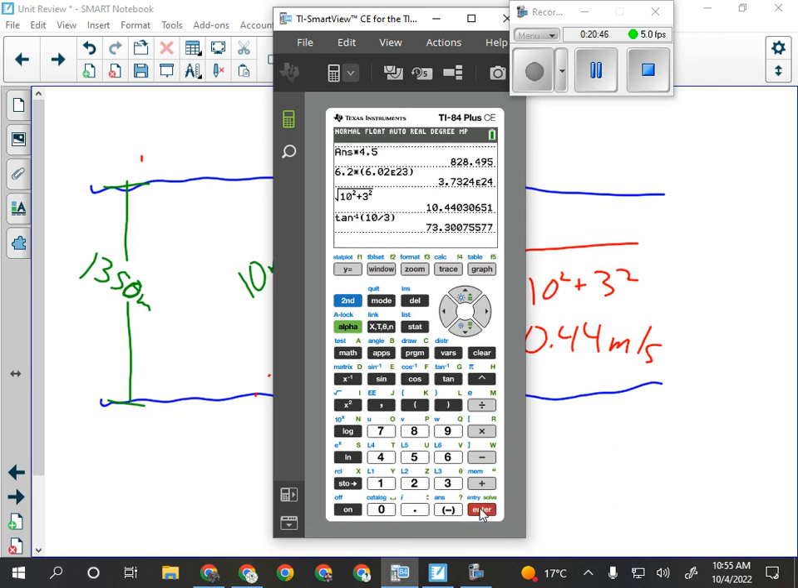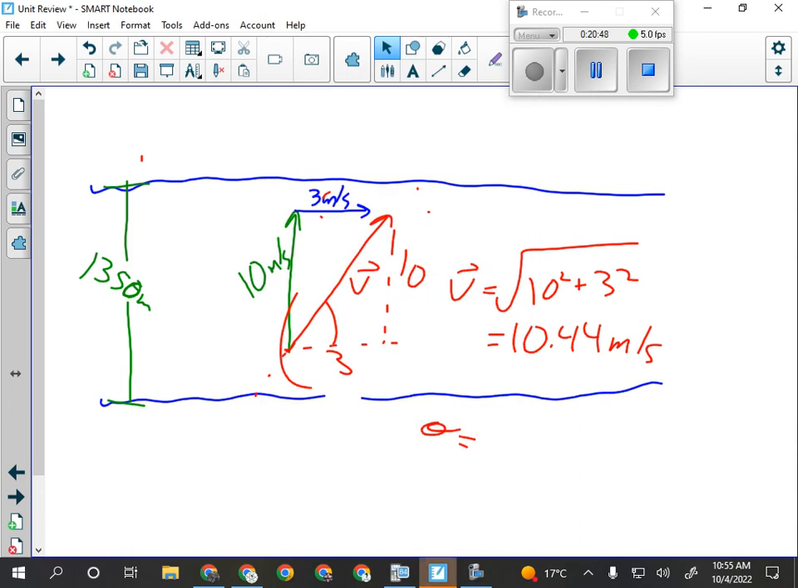All right, so we're looking at 73.3. We only have one significant digit, but we'll say we had two. So we'll say 73 degrees from shore. So our final answer would be 10 meters per second, 73 degrees from shore. I would make that have 3 significant digits on a test so it was different from the other velocity there.